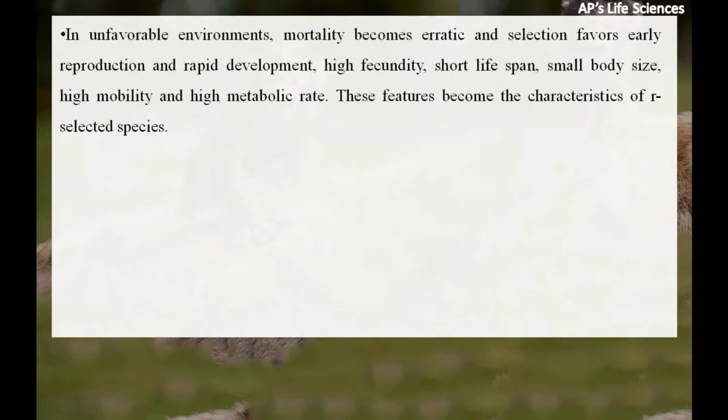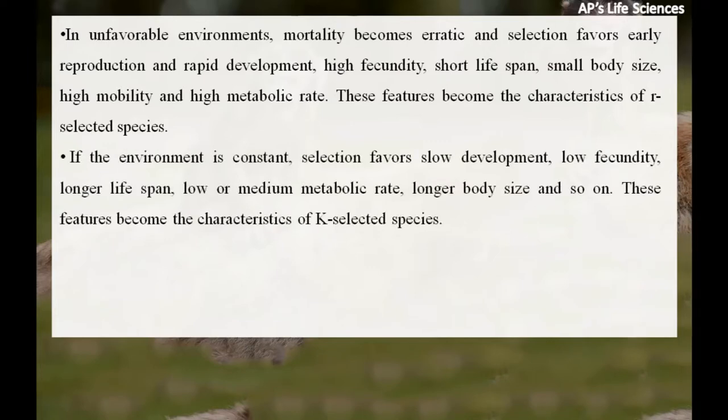If there is an unfavorable environmental condition, mortality becomes erratic and selection favors early reproduction and rapid development, which also involve high fecundity, short lifespan, small body size, high mobility, and high metabolic rate. These features become the characteristics of R-selected species. So, R-selected species particularly have a shorter lifespan and smaller body size.